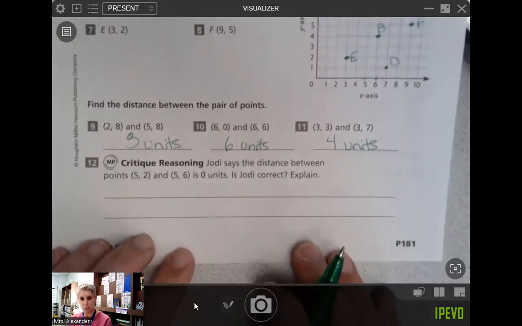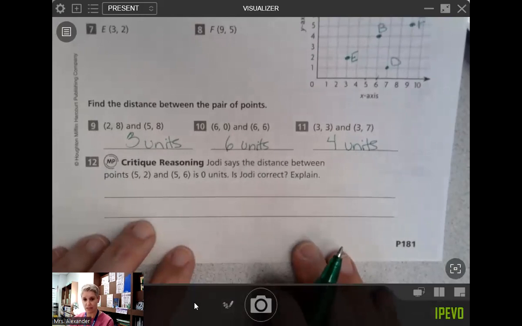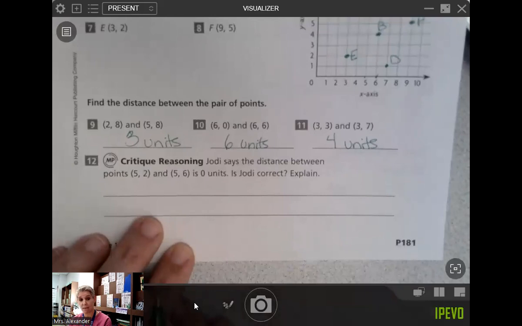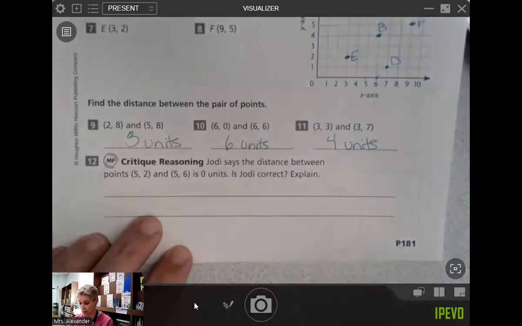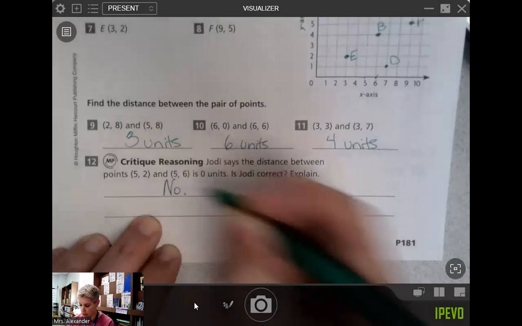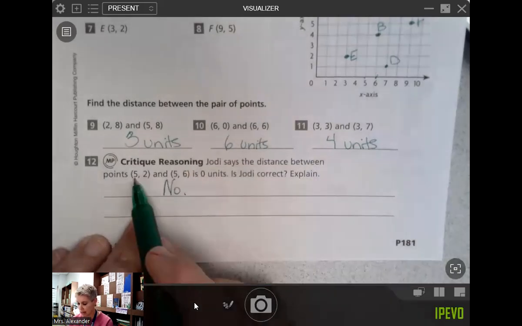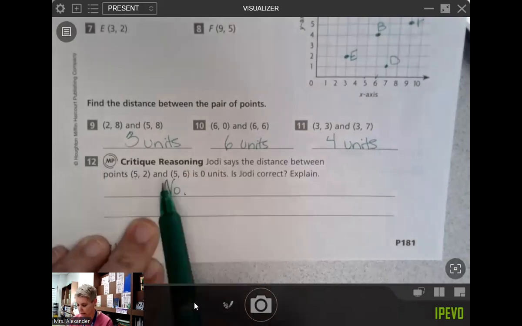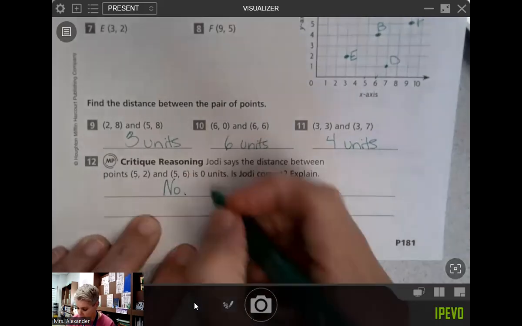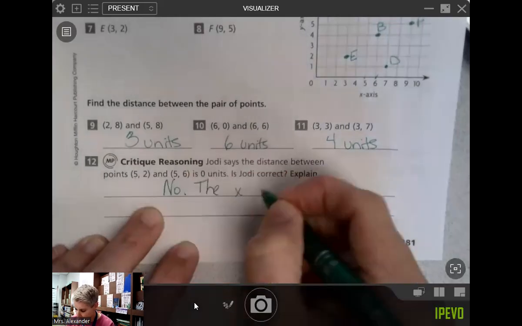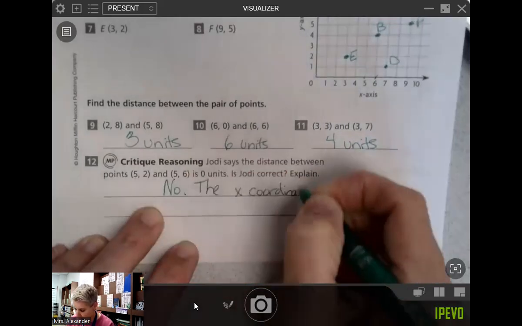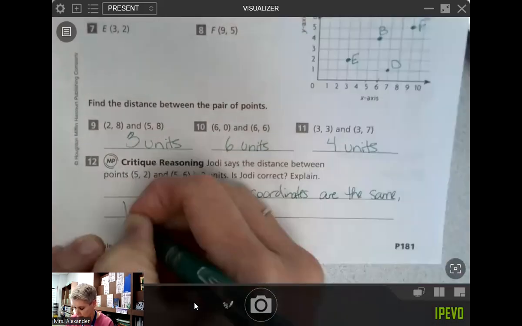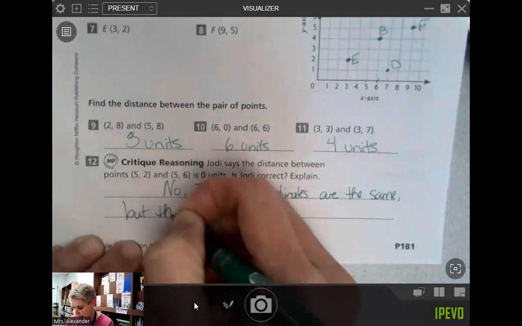Jody says the distance between points 5, 2 and 5, 6 is 0 units. Is she correct? What would you say? I would say no. The X coordinates are the same, they are both at 5, but the Y coordinates are not, 2 to 6.